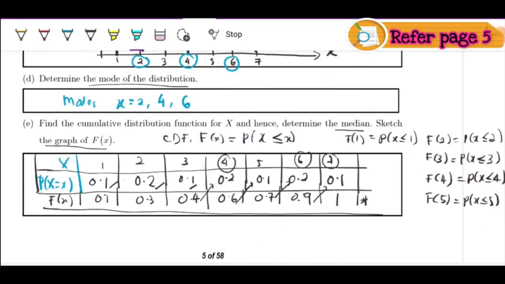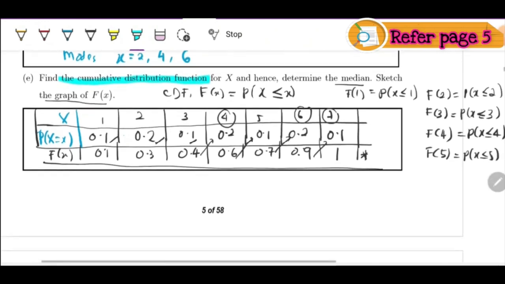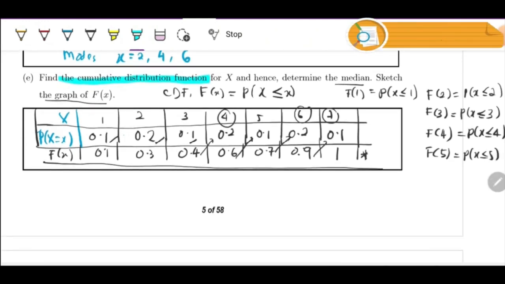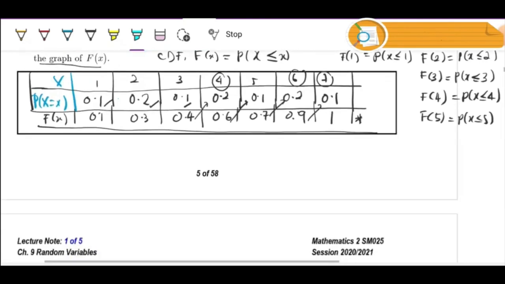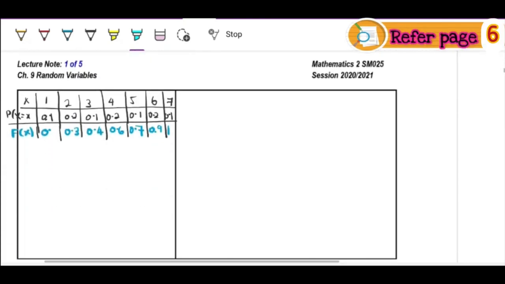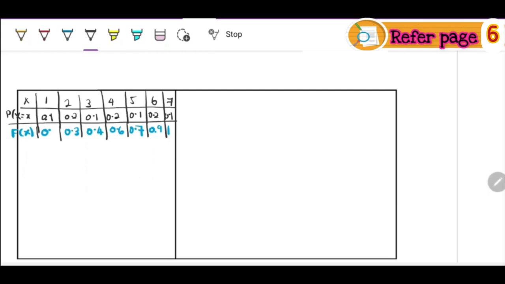The question asks you to find the cumulative distribution function. So, we must convert the CDF table into a function. Remember, the CDF function must start from 0 and end with 1. Read from the table.